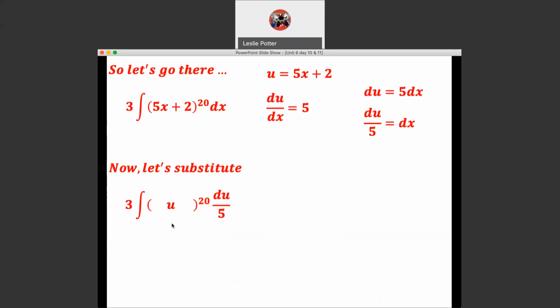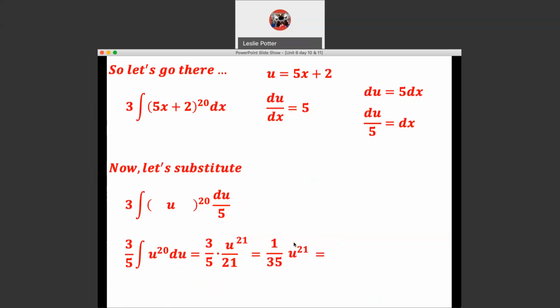Okay, so this is just 1/5 du. So I'm going to factor out the 1/5 and stick it with the 3. So I got 3 over 5. Now I have something that is a basic reversal of the power rule. So we have 3/5 times u, bump up the power by 1 to the 21, divide by 21. So there's our power rule. And let's simplify this a little bit. 3 and 21 can be reduced to 1 over 7. So it looks like we have 1 over 35, u to the 21.